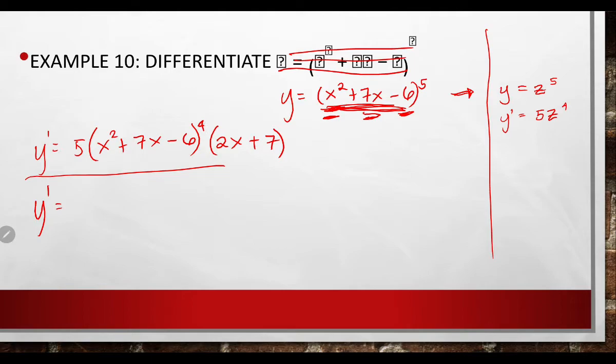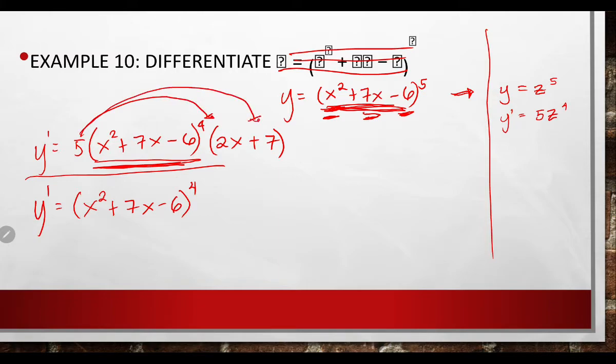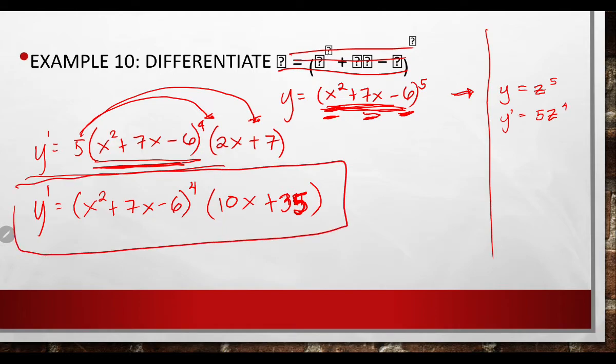Since this is raised to the exponent of 4, we just leave it, so we can rewrite that as x squared plus 7x minus 6 to the power 4. But the 5 we can multiply to the 2x and to the 7. So 5 times 2x, you will become 10x. 5 times 7 is 35. Therefore, this is now your final answer.